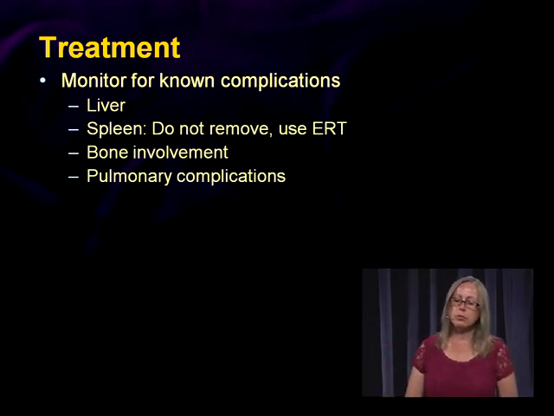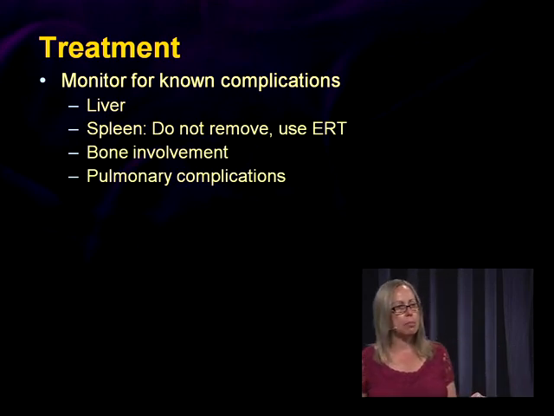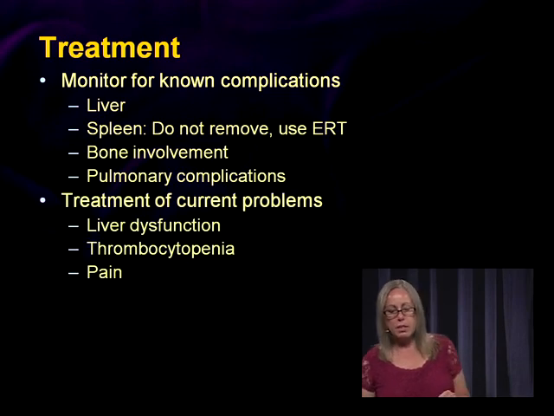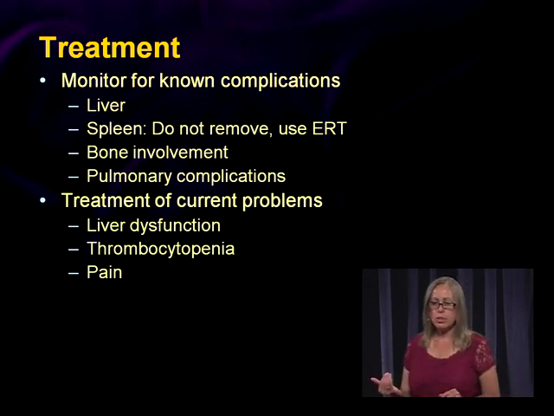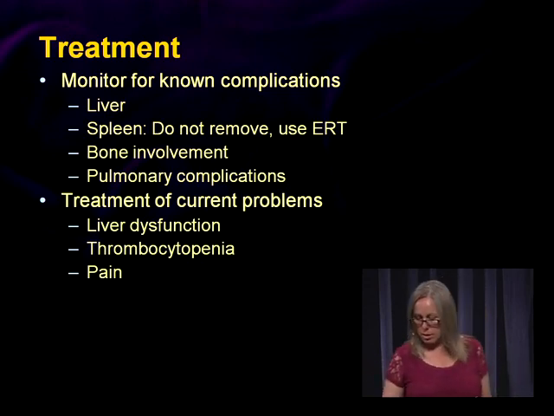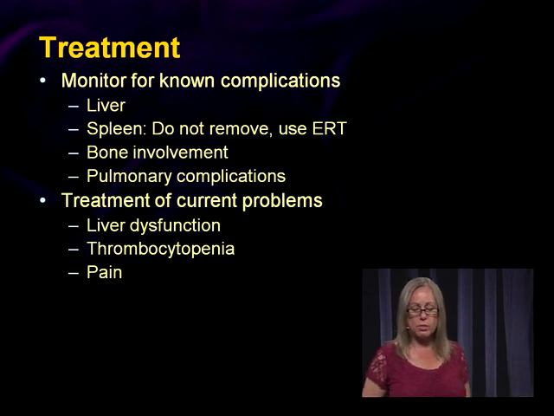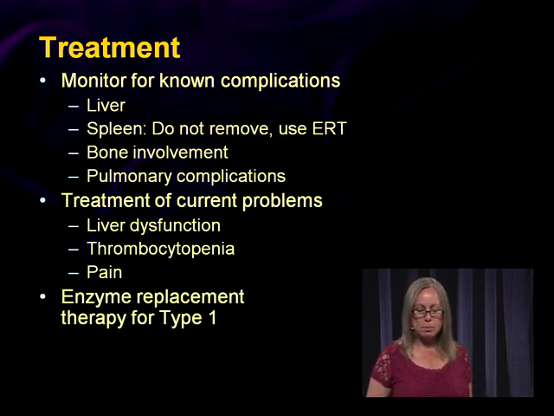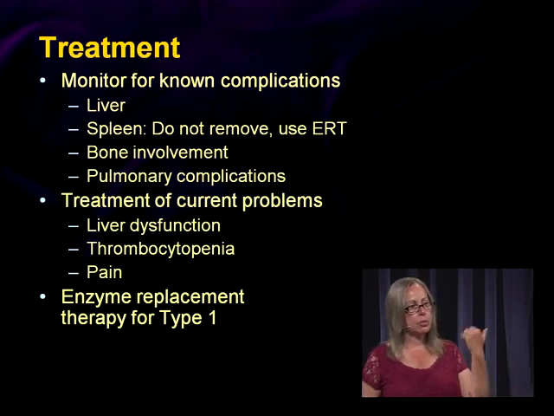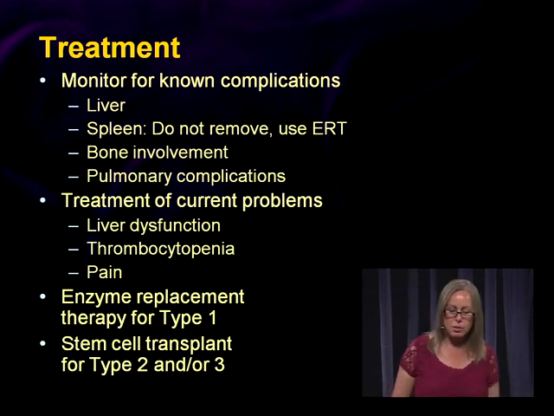So you need to monitor for known complications, liver and spleen. Don't take out the spleen. There is an enzyme replacement, so you can get the spleen to come down in size. Treat their bone involvement and pulmonary complications. Treatment of current problems includes their liver dysfunction and thrombocytopenia, and there's an element of pain that's involved with this condition as well, so making sure they have good pain management. And there's enzyme replacement for type 1, but again, type 2 and type 3, because it has to pass through the blood-brain barrier, is not going to be effective. And so for that, you want to do stem cell transplants for type 2 and 3.